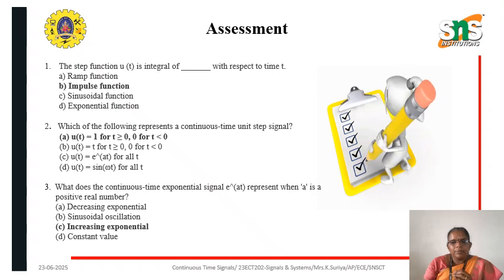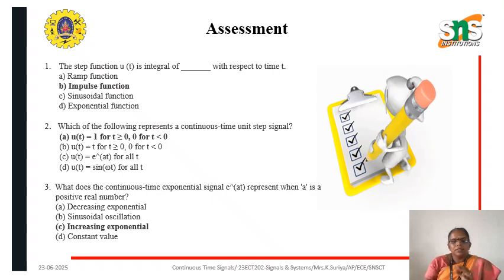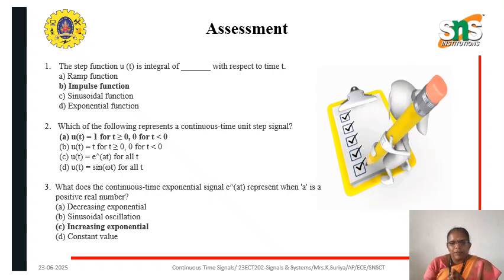What does the continuous time exponential signal e power at represent when a is a positive real number? So it represents an increasing exponential value.